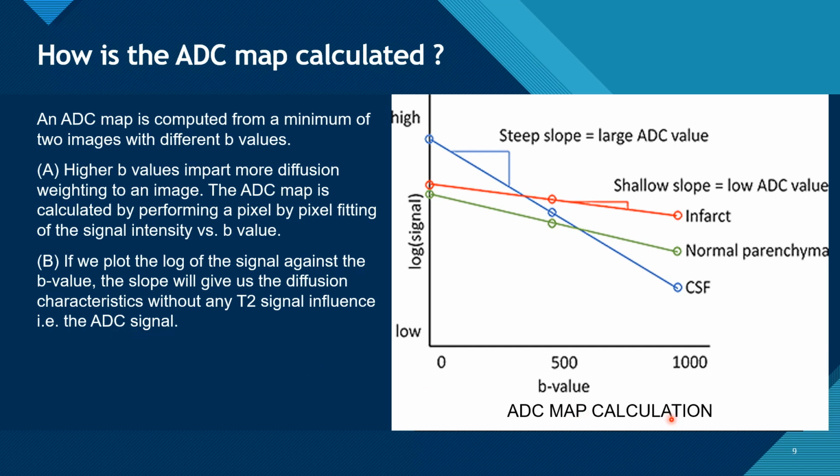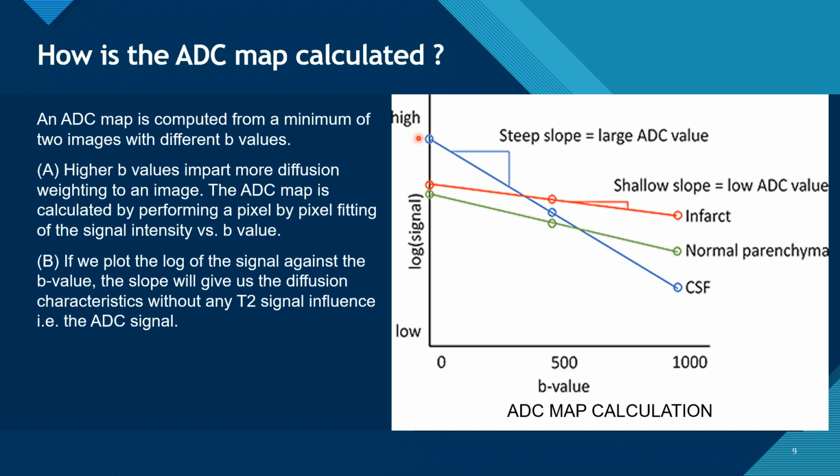For example, in this example, we are imaging a brain parenchyma with an area of infarct. So, let's say, for example, we used a B0, a B500, and a B1000 image to calculate our ADC map. In this image, we have an example of the behavior of CSF, which is represented in blue, the behavior of the infarcted tissues, which is represented in red, and the behavior of the normal cerebral parenchyma.